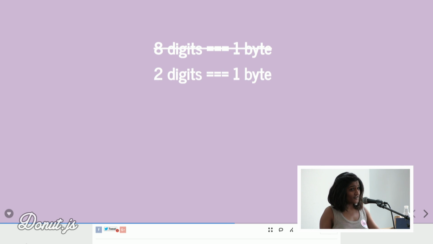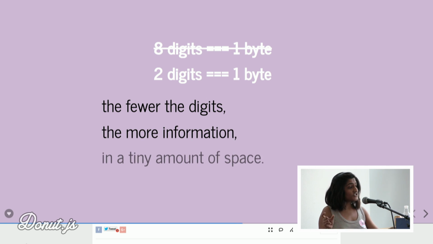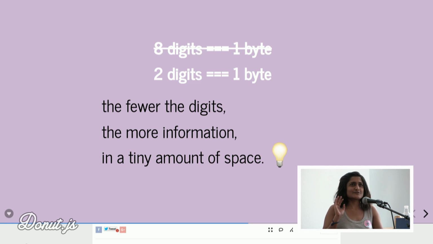But you know what's even better? Representing 1 byte with just 2 digits. Why should you use more digits if you don't need to? So the fewer the digits, the more information you can actually pack into a smaller amount of space. And this ends up being really powerful. It's a great idea. I'm not exactly sure who thought of it, but I think it's awesome.